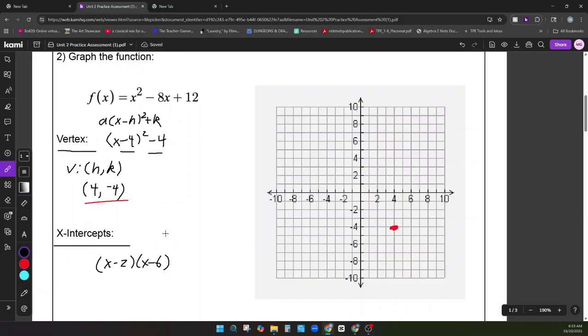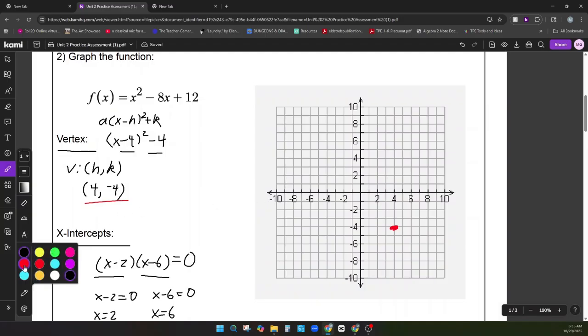For my x-intercepts, I need to do a little bit of work. The way that I get my x-intercepts from factored form is when I set this equal to 0. So I test each of these at 0. x minus 2 equals 0, and that happens when x equals 2. 2 minus 2 equals 0. x minus 6 equals 0. This happens when x equals 6. 6 minus 6 gives me 0.